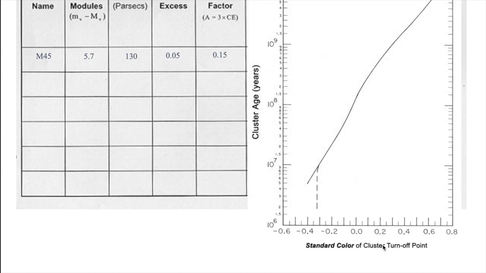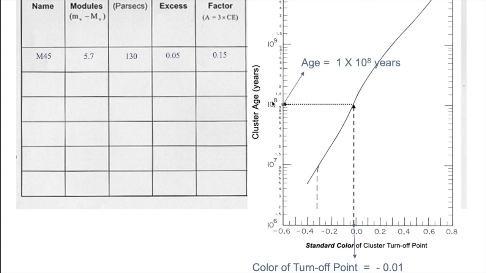We're going to look at the standard color of the main sequence turnoff point. You find where your number is. We put it right here. Again, you go up to wherever the line is on the graph and over. In this case, it's 1 times 10 to the 8 years. I say this is a little harder to read because not only is it logarithmic, but also it's in scientific notation. The reason that this is 1 times 10 to the 8 is because you're exactly on that line there.